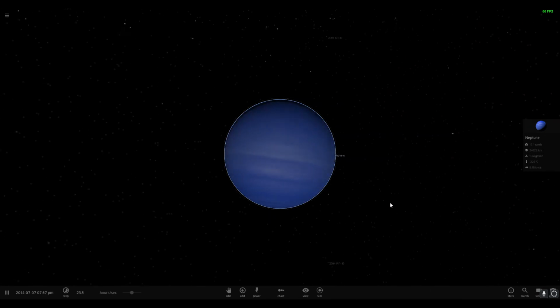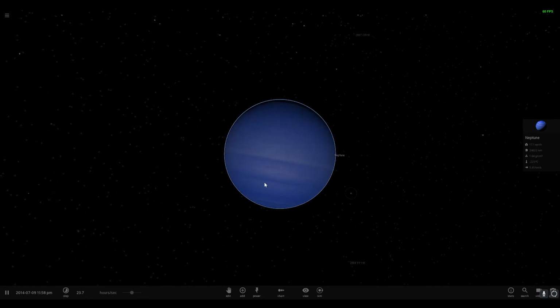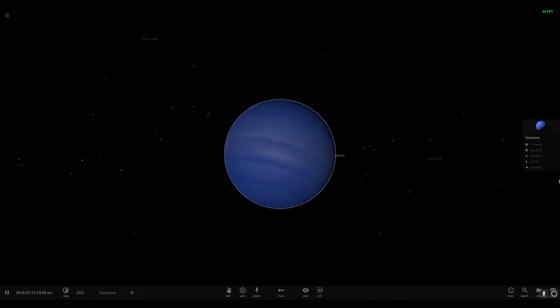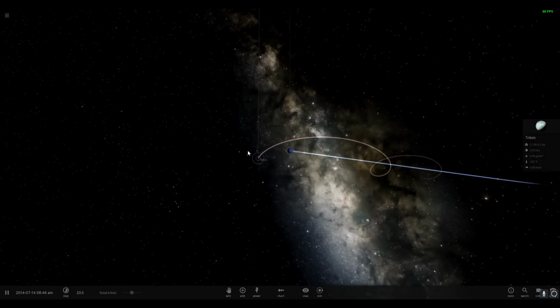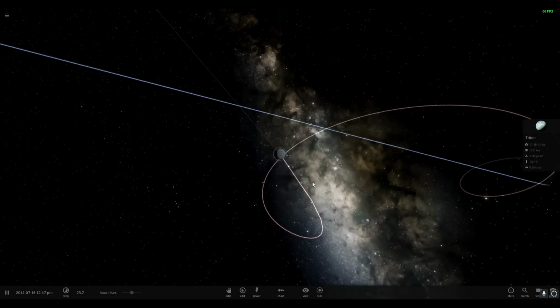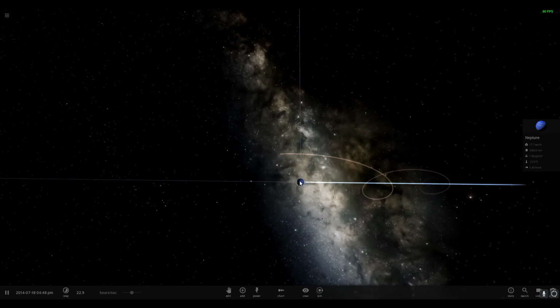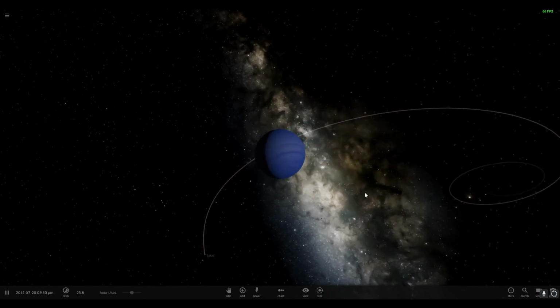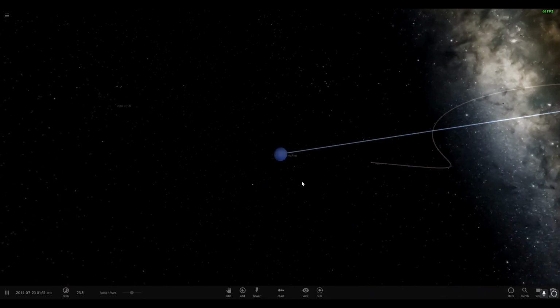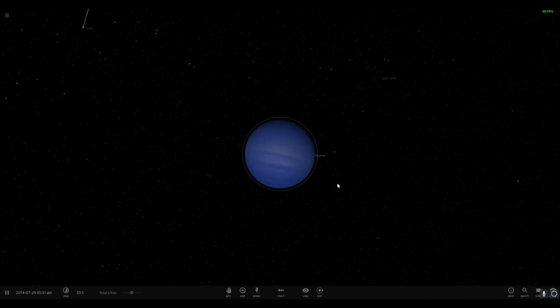It is the furthest planet from the sun, and it is the only planet that cannot be seen with the naked eye. This planet has its own moon, Triton, which is obviously named after the god of the sea, and its extreme blue color gives it that name. It actually rains glass on Neptune, believe it or not, so don't go on there.